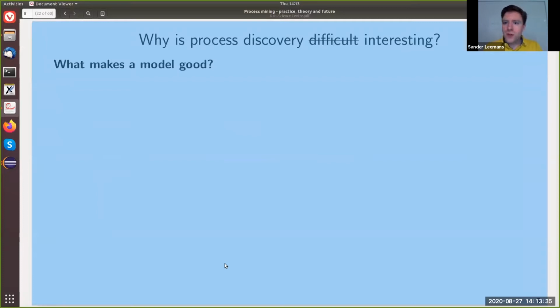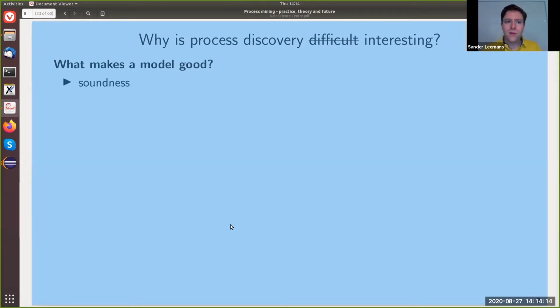So why is process discovery difficult and therefore also interesting? Well, one difference between process mining and other types of data mining is that a process model needs to be read by humans. So yes, there are automated techniques like conformance checking and enhancement that can make use of process models, but the main use of a process model is for a human to look at it, an analyst to look at it, and then find issues in the process and hooks to later on improve on. So what makes a model good?